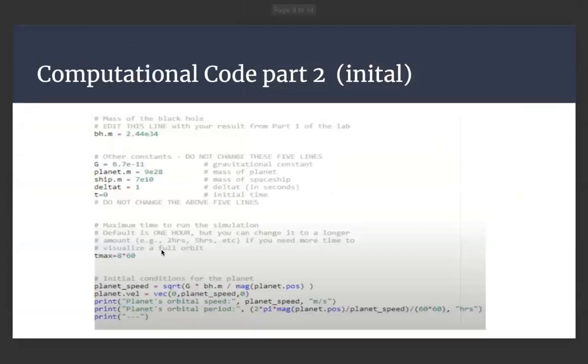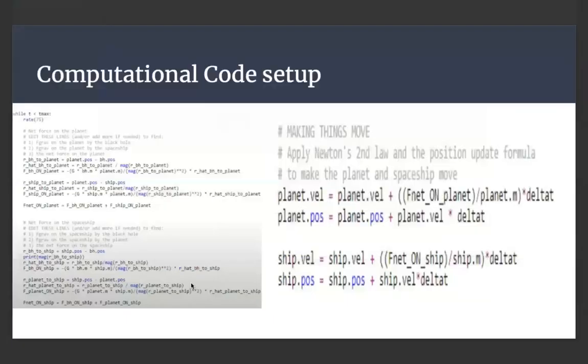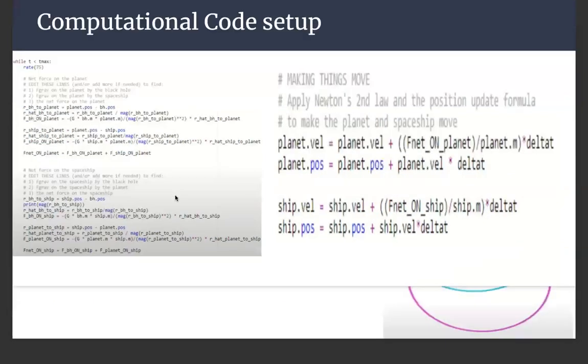Now I'd like to go into the computational code for the second part of my experiment. Here I have the listed constants along with the different initial conditions listed below. You can pause and take a look if you'd like. Along with the computational code setup, the rate was mentioned here, along with the net force, which I added these lines for. You can pause and take a look if you'd like to see my code further as well.